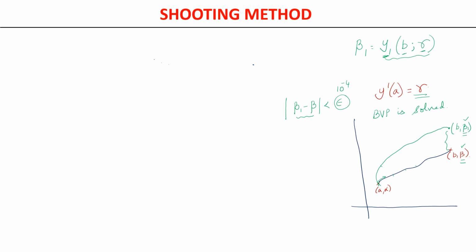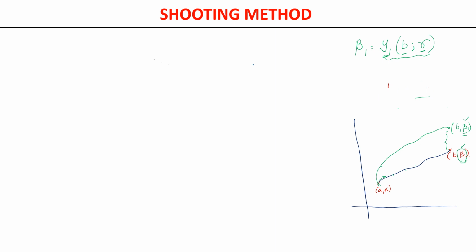But suppose the distance between beta 1 and beta is not less than epsilon. Then our aim here is to construct such a gamma in such a way that the gap between the beta that we find and the target beta should be as close as possible, or within the permissible limit. The permissible limit is that it should be less than 10 power minus 4. So now let us define what is the aim of our problem.